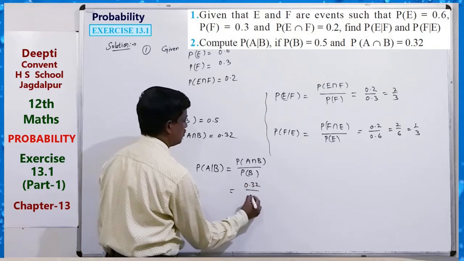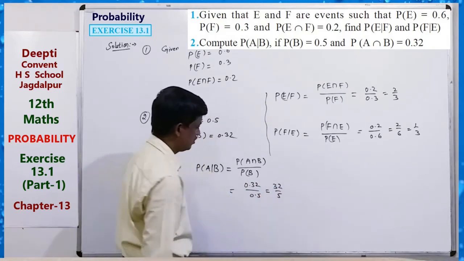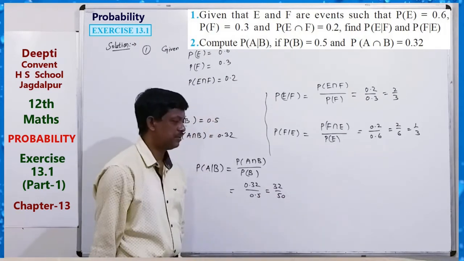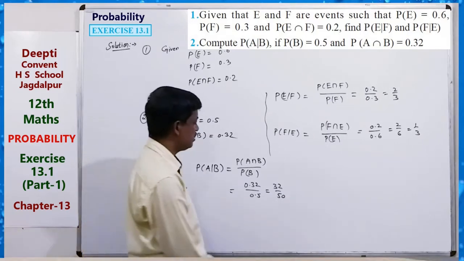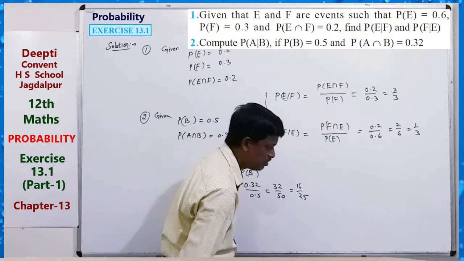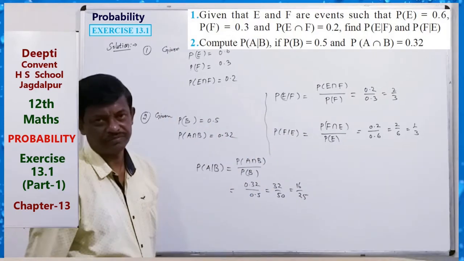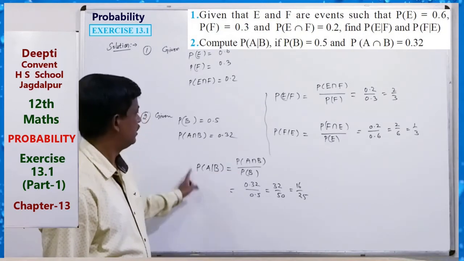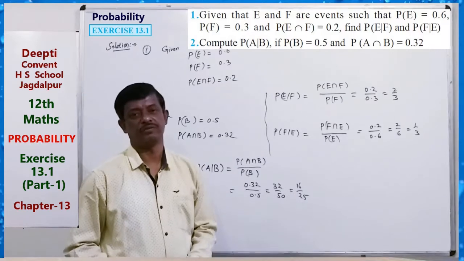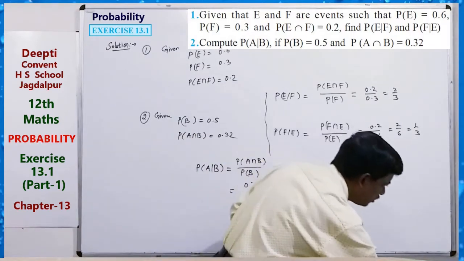0.32 upon 0.5, that is 32 by 50, which is 16 by 25. Okay. Just collect the given values and use the formula for finding the required probability P(A|B).